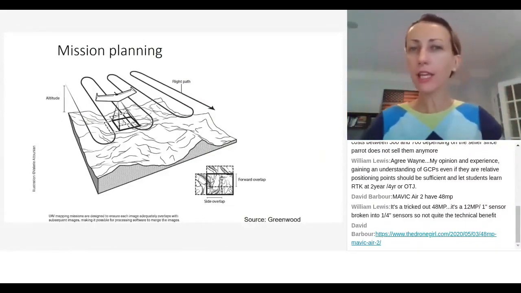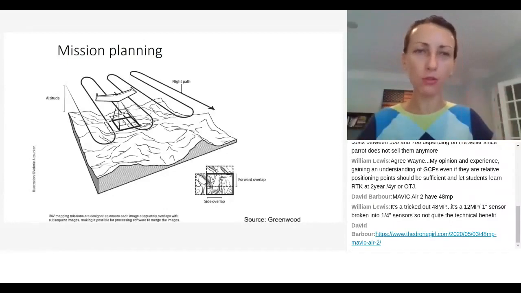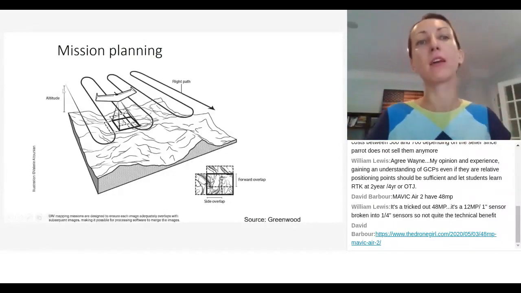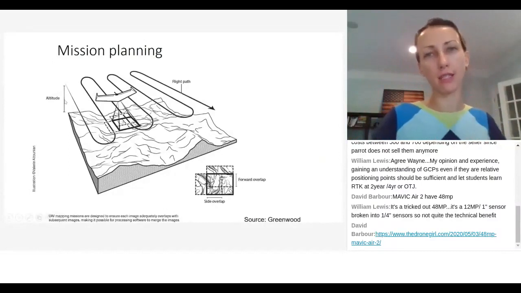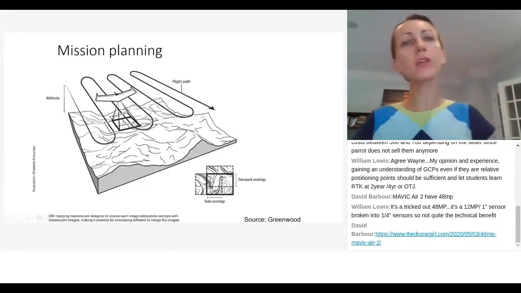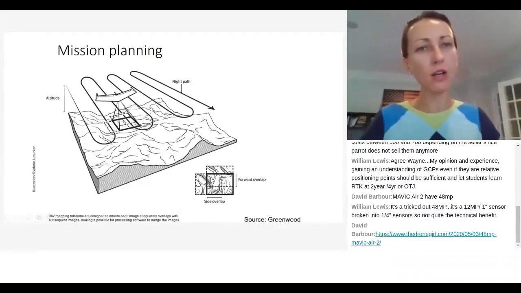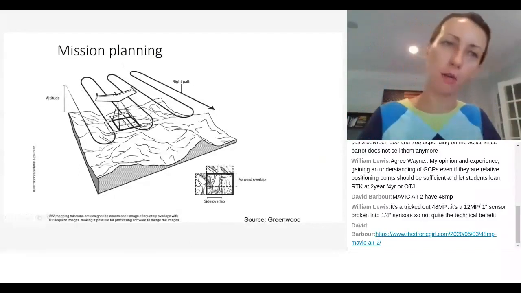So all the data you're going to ever be processing in Drone2Map is going to be collected like this, like I said, at a certain altitude that you set along a flight path, right? So whether it's a fixed wing or a rotorcopter, it does the same thing. It's going to go along a flight line. It's going to turn. It's going to come back.